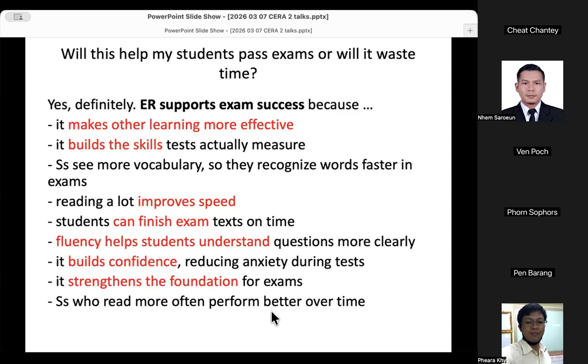So students who read more perform better over time. And there are literally dozens, dozens of studies that show students who spend, say, 100 hours on test preparation plus 100 hours on extensive reading, this group do better every single time. And I can point to you dozens of pieces of research that show this.